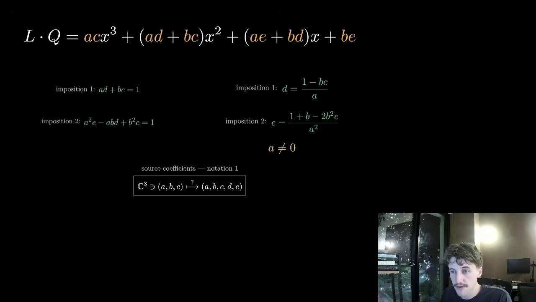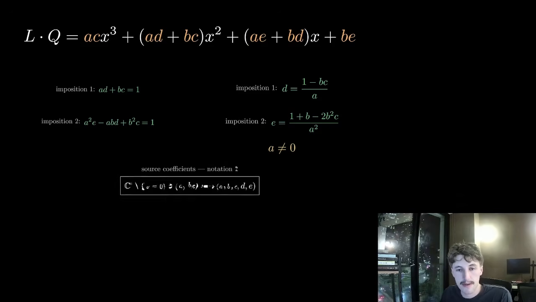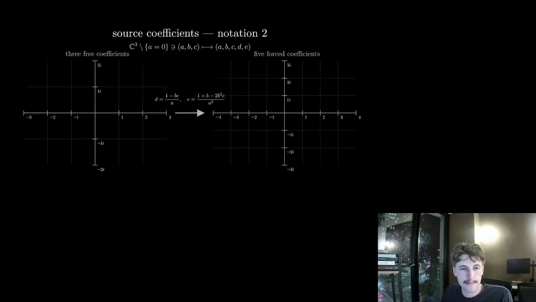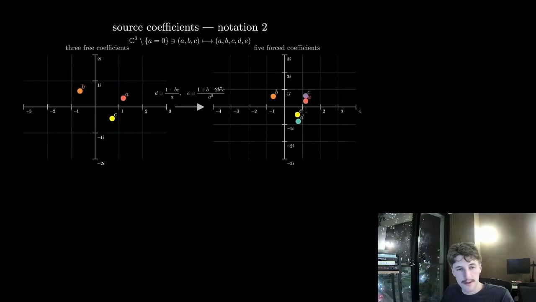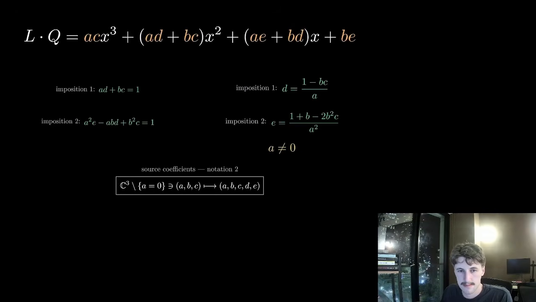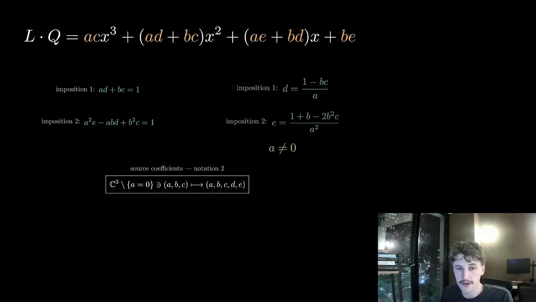So as long as A doesn't equal 0, we now have 3 complex numbers, A, B and C, that map to 5 complex numbers, A, B, C, D and E, who in turn map to the 3 target coefficients of the LQ equation. So what about when A does equal 0? Well, first of all, let's show you what this looks like. So you can see here we have 3 free coordinates that determine where the 5 other coordinates are. So yeah, let's now look at what happens when A does equal 0 to finish this off.